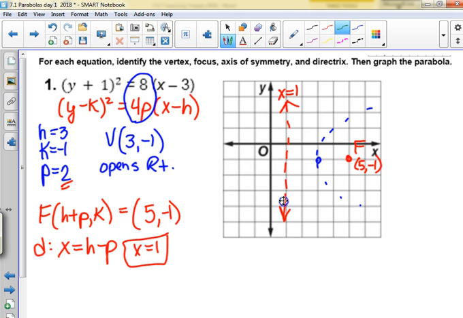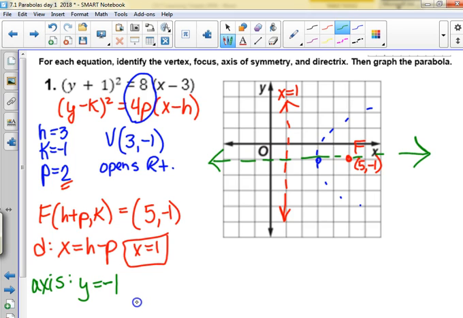Axis of symmetry is old stuff. Axis of symmetry is the line right through the middle. The axis of symmetry should be y equals 1, I'm thinking, but the sheet here says y equals k. Should be -1. Yeah, I wasn't looking carefully.